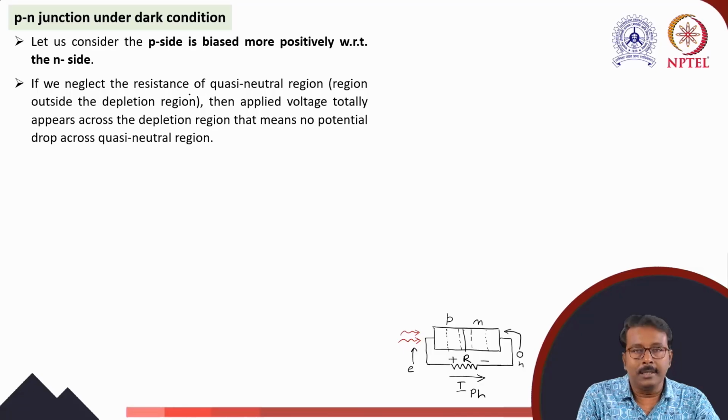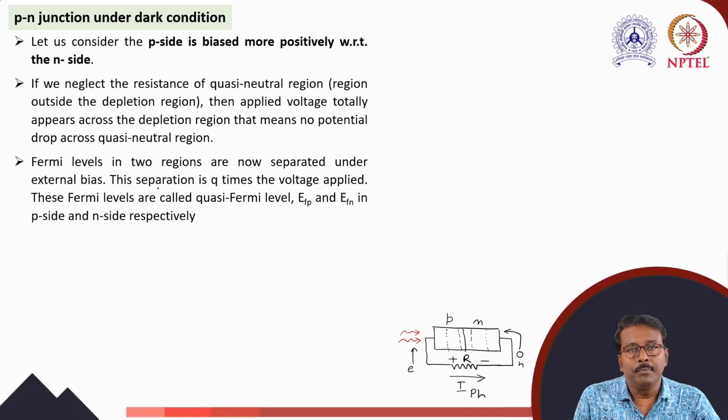Now if we neglect the resistance of the quasi-neutral part of the PN junction diode, we can assume that the applied bias in the P and N terminals will appear across the depletion region. So the total voltage applied, say Vf is the forward bias voltage, will appear across the depletion layer only. The quasi-neutral part is non-resistive, it is fully conducting. This assumption we are taking.